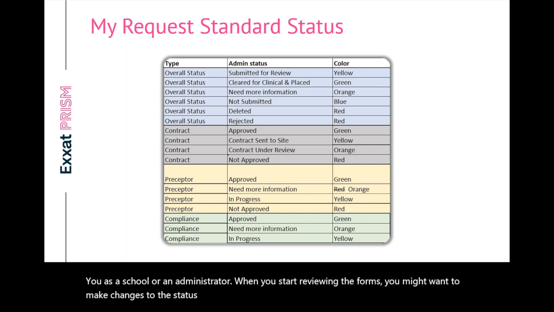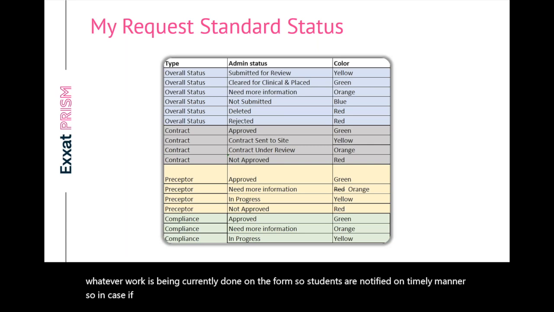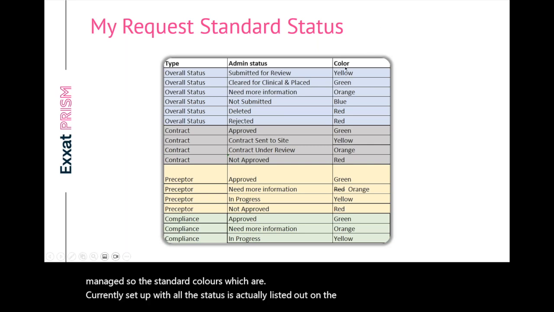So students are updated with the real-time changes, or whatever work is currently being done on the form. So students are notified in a timely manner. In case you would want to change that status with a specific color, even that can be managed. The standard colors currently set up for all the statuses are listed on the screen, where you see the last column.